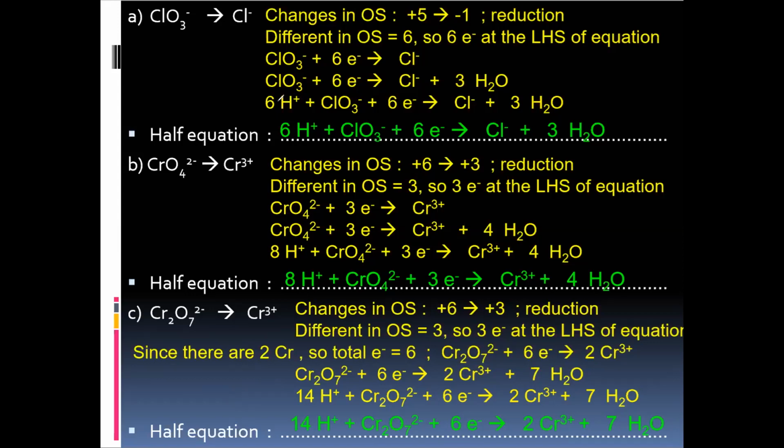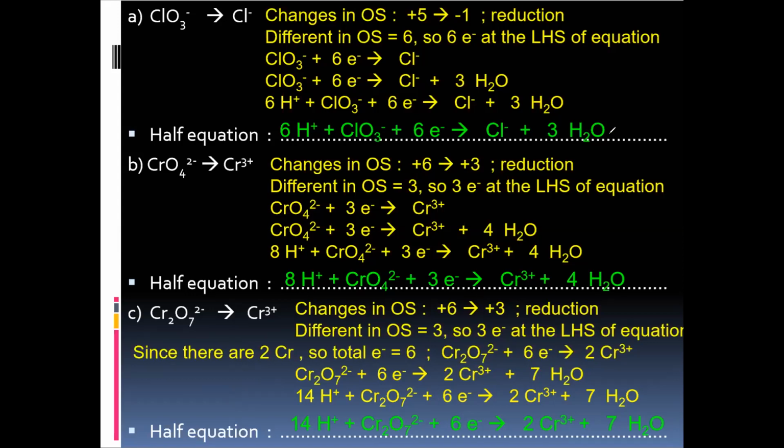So adding hydrogen ion now, which is H plus, how many H plus will I add? Because I added 3 water. How many hydrogen do I have here? 2. 2 times 3 is 6. So I must add 6 H plus to the other side of the reaction. So the final balanced half equation would be 6H+ plus ClO3- plus 6e- to react to give Cl- plus 3H2O.